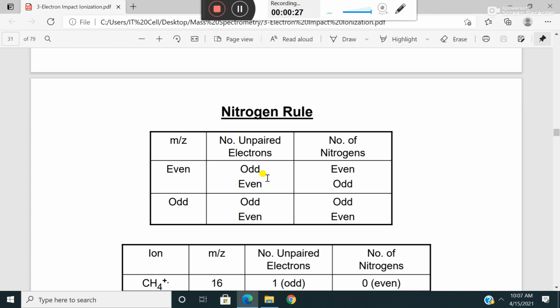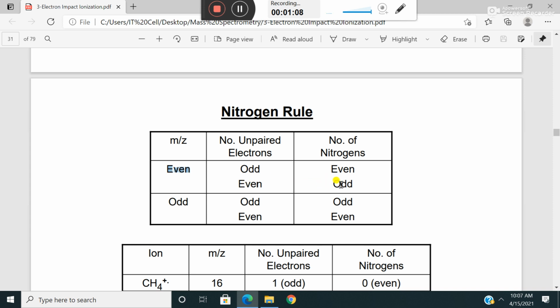This is the empirical table which I would encourage you to remember whenever dealing with the nitrogen rule. You should remember one thing: if your m by z value is even and your number of unpaired electrons is odd, then your number of nitrogen should be even, right? And if your m by z value is even but your number of unpaired electrons is even, then definitely your number of nitrogen should be odd.